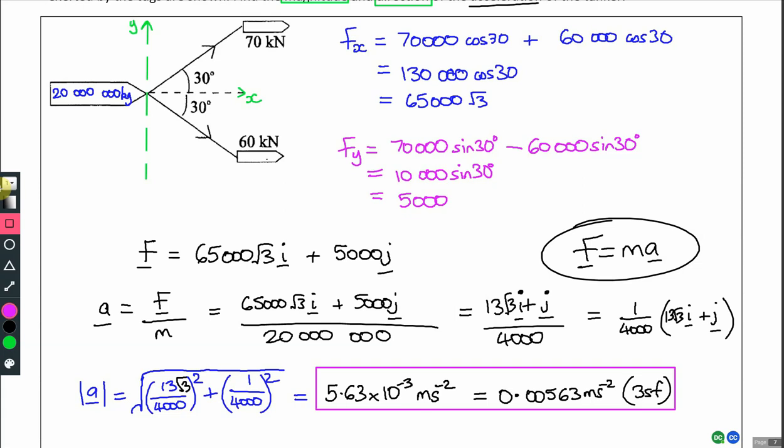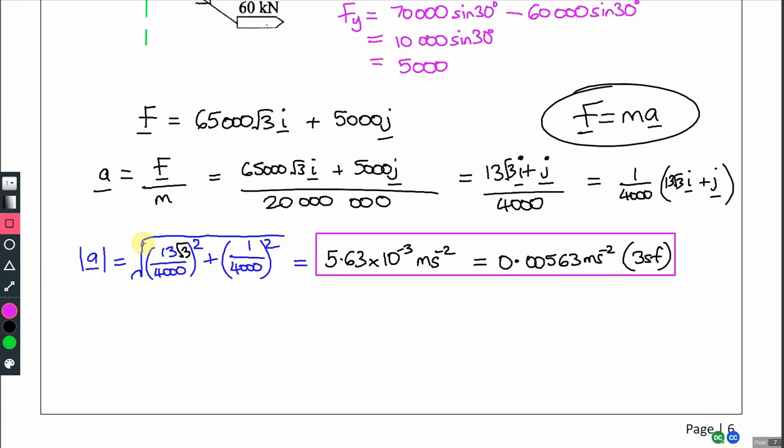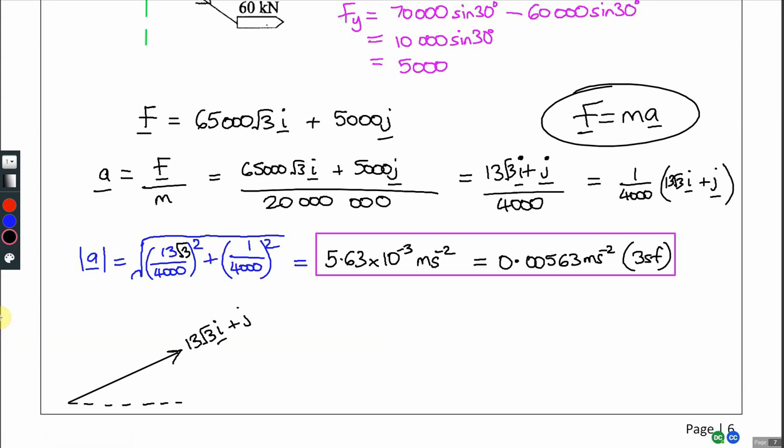Let's go now and find the direction of this acceleration. If we go back to the acceleration itself, I don't really need the 1 over 4,000 when I'm just thinking about the direction. If I draw a quick diagram, the acceleration is in the direction 13 root 3 i plus j. It's parallel to that direction. I can safely ignore the 1 over 4,000 because that just makes the vector shorter. It doesn't change the direction.